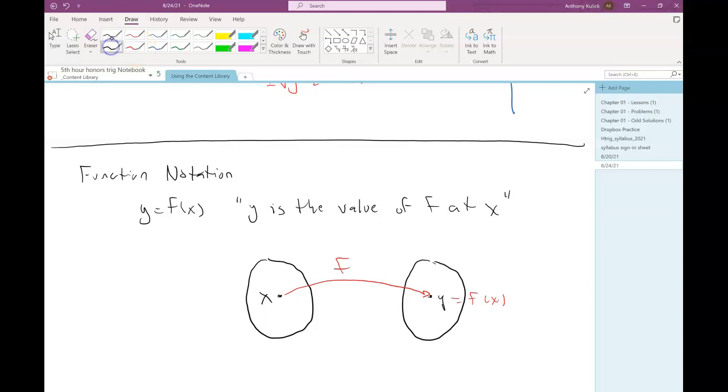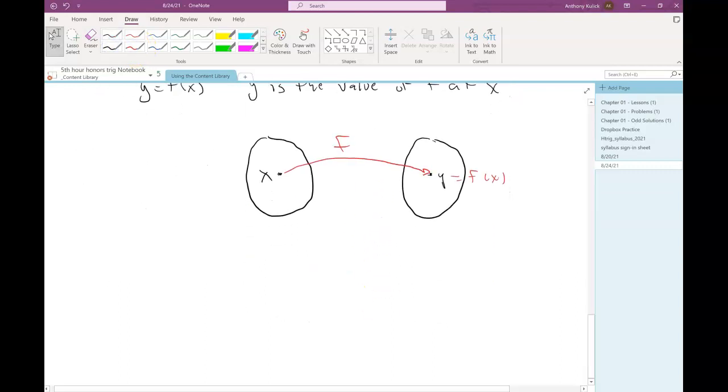And then there are some notational advantages to this. For example, if you have something like f of x equals 3x minus 4, and we ask you what is f of 2, well, that's just an instruction that tells you to plug 2 in for x, right?